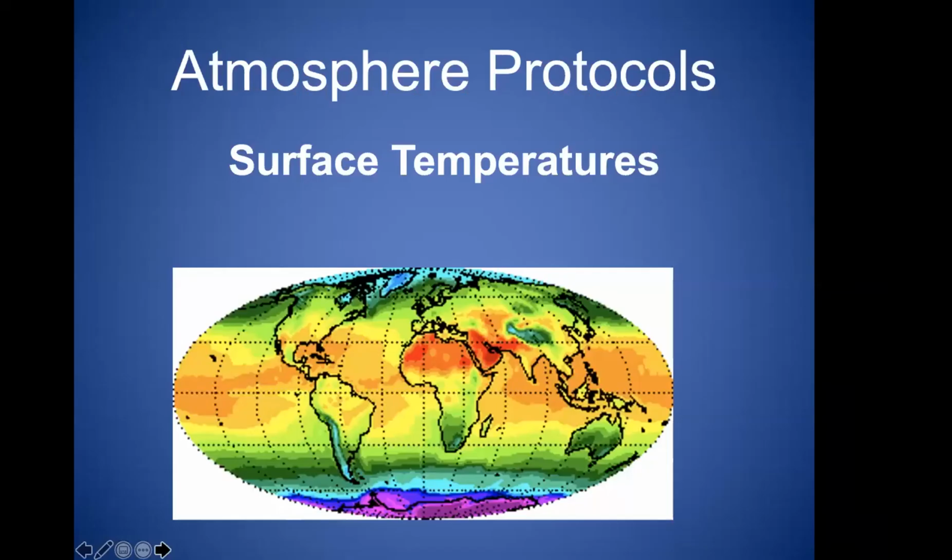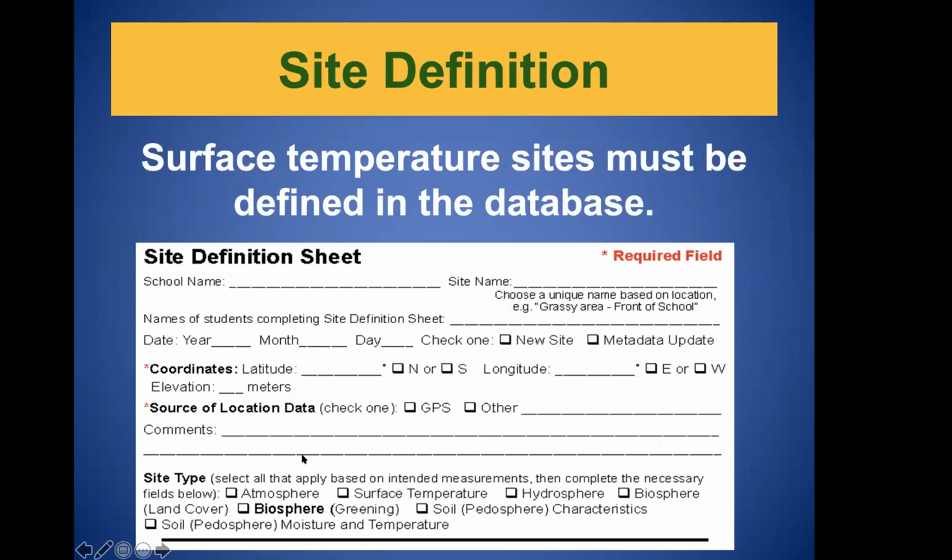Okay, as you know, the atmospheric protocols, surface temperatures, come under the sphere of GLOBE protocols. And as a consequence, this is one that determines a specific site. So with that, I'll begin with the protocol itself with site definition. All surface temperature sites must be defined in the database. And if you're using paper or your data entry app, you'll find that there are 2 sections to this. One is for the site definition itself, where you literally tell where it's located with the latitude, longitude, and the elevation in meters.